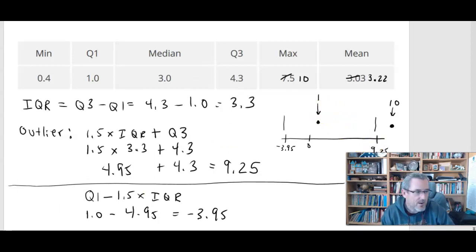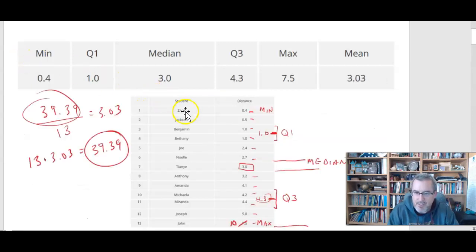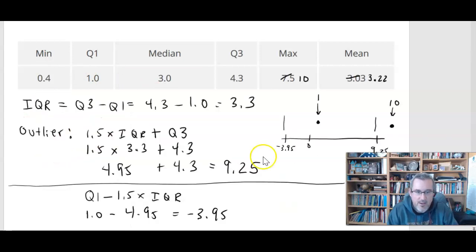They were talking about Zane. Zane lives closest to school. Using the description of an outlier given, is his distance considered an outlier? Let me remind you that Zane lived closest to school, the 0.4. The 0.4 was the minimum. 0.4 would be like right here. And 0.4 is not outside of the fence. So it's not an outlier. 7.5 is not outside of the fence. It's like right in here. That's not an outlier. But 10, outside the fence, that's an outlier.